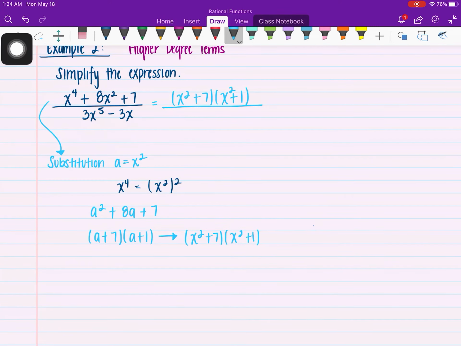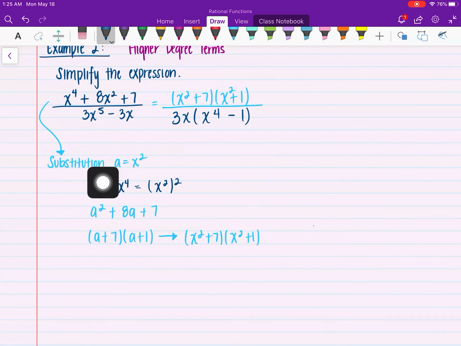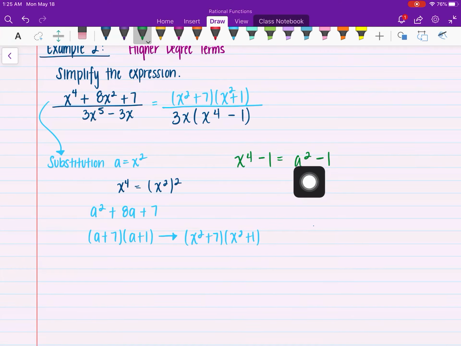So moving on from here, the bottom one, we can actually factor out a 3x. So we'll go ahead and do that. We have a 3x in front, and inside we have x to the fourth minus 1. And once again, we have a higher degree. And I'm going to go ahead and use the same substitution I used here. So I'll go ahead and do that in green. And we have x to the fourth minus 1 basically equals a squared minus 1.